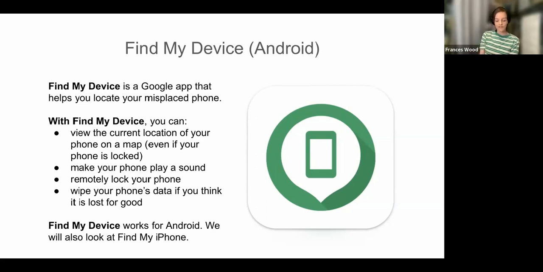You can remotely lock your phone. So if you think it was unlocked, you can go ahead and lock it, so if somebody finds it, they can't get into it. And when you lock it, you can also put a message on it of how the person who finds it can contact you if you would like to do that.